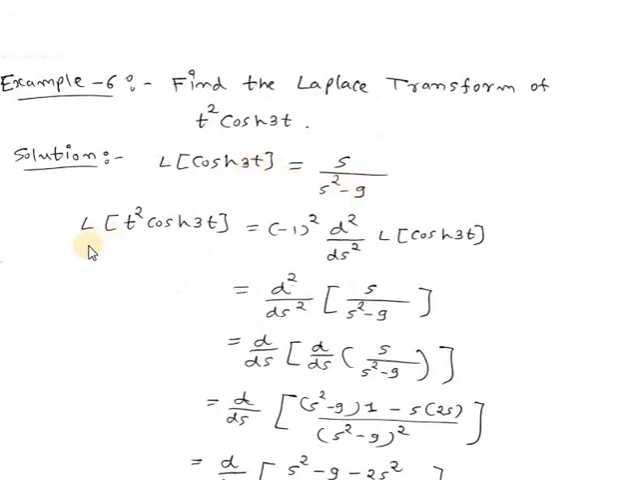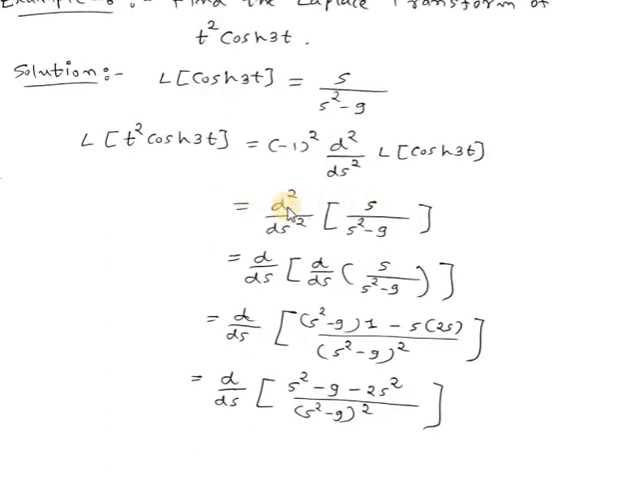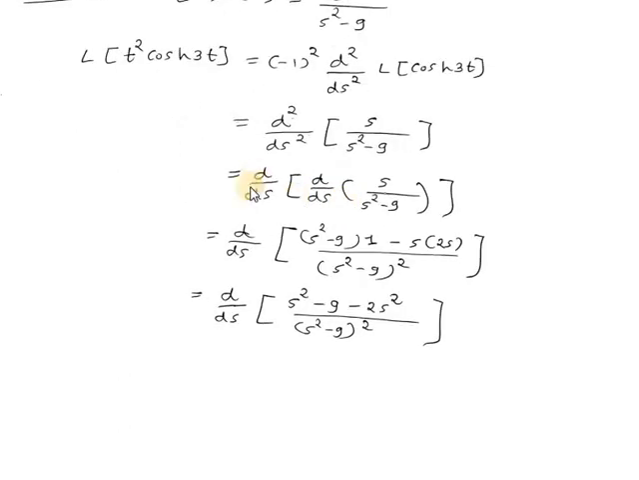So here a is 3. Okay. Now we have to find out the Laplace transform of t square into cos hyperbolic 3t. So this is equal to (minus 1) whole square d square divided by ds square of Laplace of cos hyperbolic 3t. So this is equal to d square divided by ds square in bracket s divided by s square minus 9. So which is equal to d by ds of s divided by s square minus 9. So here we will use the u by v rule.